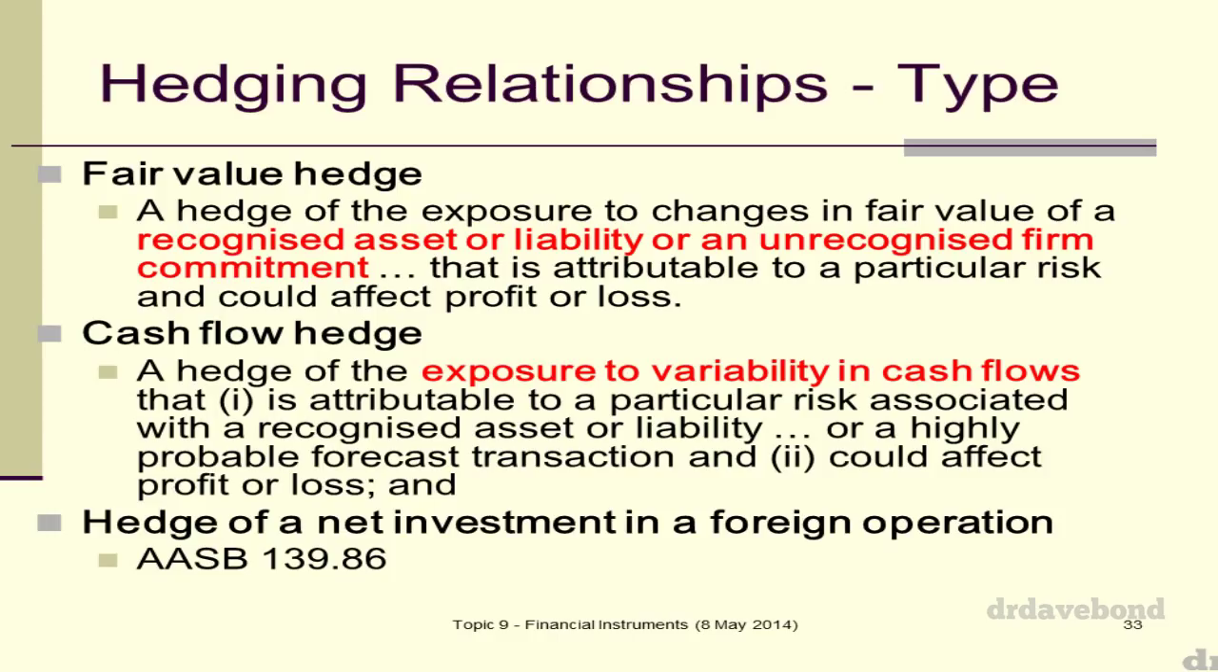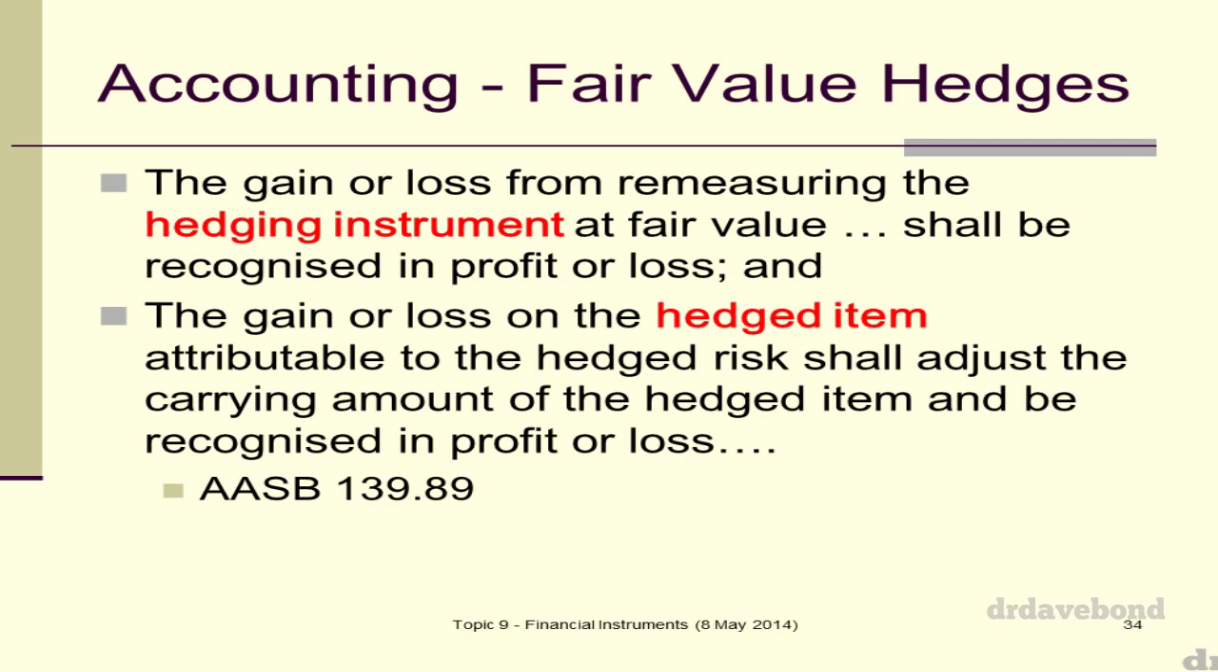A cash flow hedge is the hedge of exposure to variability in cash flows that is attributable to a particular risk associated with a recognized asset or liability, or a highly probable forecast transaction. In this case, we're more focusing on this second bit, so highly probable forecast transactions. It's not to say the other doesn't happen, it does, but for the purposes here we're going to focus on that highly probable forecast transaction. And it could affect profit or loss. The last one we're not going to have a look at.